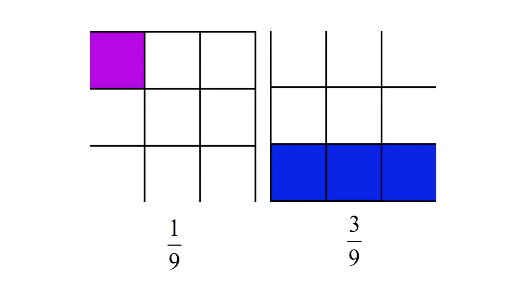I'm starting off today looking at two physical representations for fractions. So in front of us I have a grid that actually has 9 squares, and on the left I've highlighted 1/9, and on the right I've highlighted 3/9 of the entire picture.